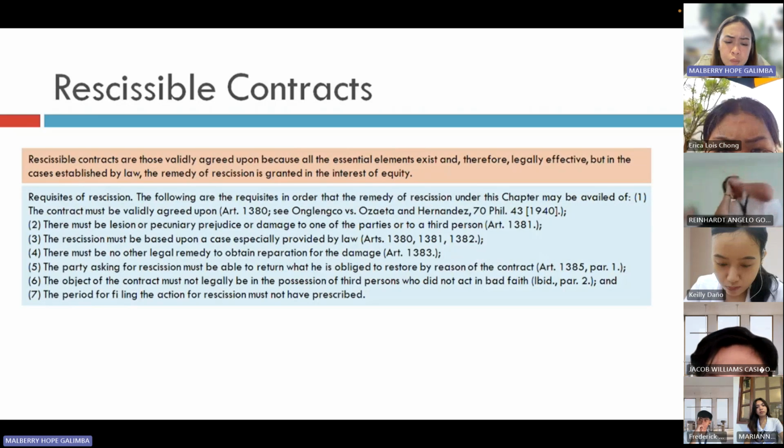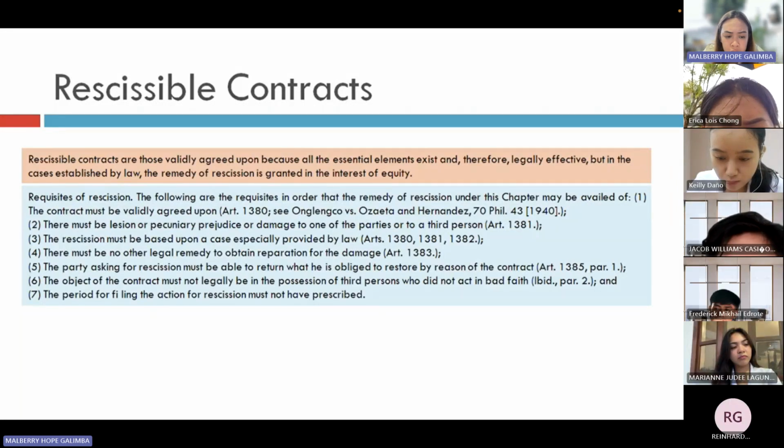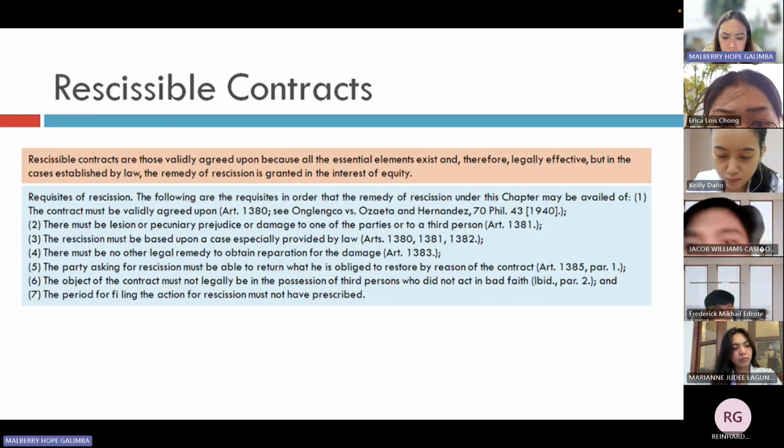There must be no other legal remedy to obtain reparation for damage, because rescission is a subsidiary remedy. Now, if there is no other legal remedy, then you can rescind the contract, because rescission is a remedy frowned upon. Kasi if in law and contracts, the first thing to do, ang gabuhaton gyud pirmi, is to enforce whatever it is in the contract. Last resort would be cancellation. So if there is no other legal remedy to obtain reparation for the damage, then rescinding a contract can be the proper remedy. Number five, the party asking for rescission must be able to return what he is obliged to restore by reason of the contract.